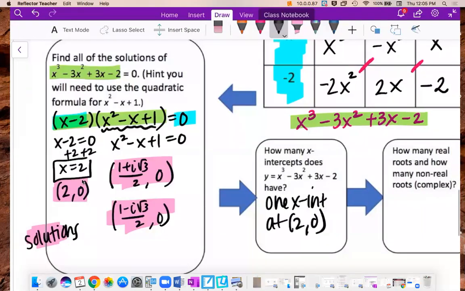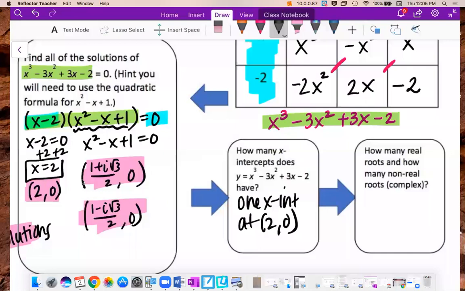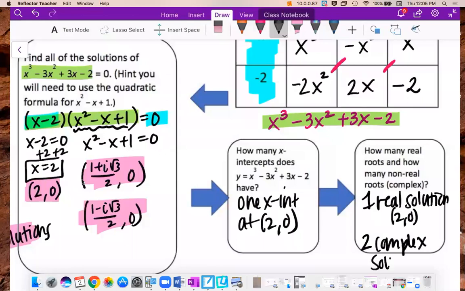So then it says, how many real roots and how many non-real roots or complex roots do we have? Well, we have one real solution, one real root, which is the 2, 0, and we have 2 complex solutions, which are the other solutions we have written over there. And we have a total of 3 because it's a degree 3.